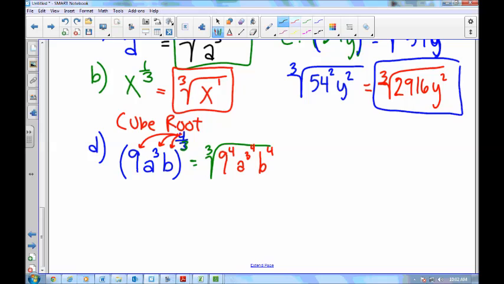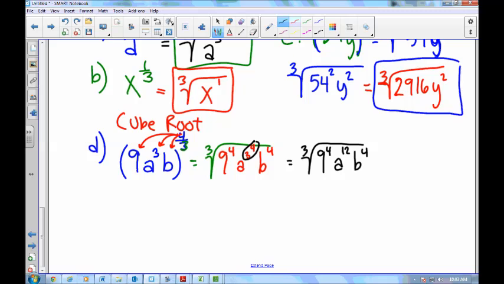If we have a double exponent, what do you do with those? Multiply. Okay, so we have 9 to the 4th, a to the 12th power, b to the 4th. Who's at least there? Okay, are we done? No. Do we grab our calculators and do 9 to the 4th power? No. Take out the 8.